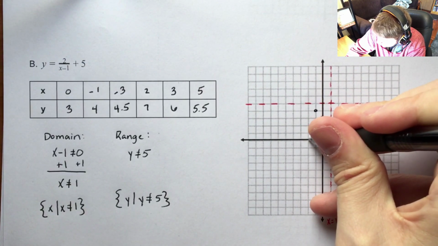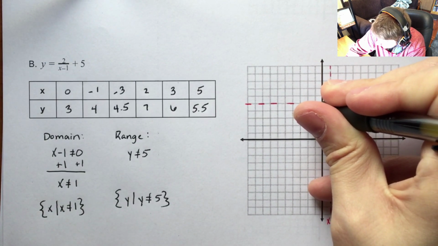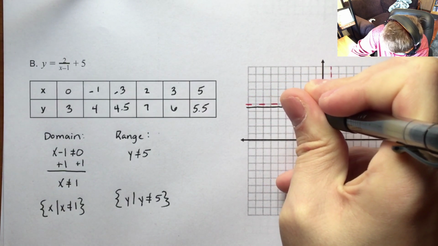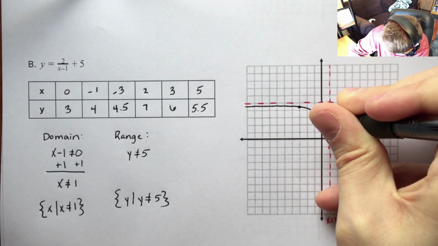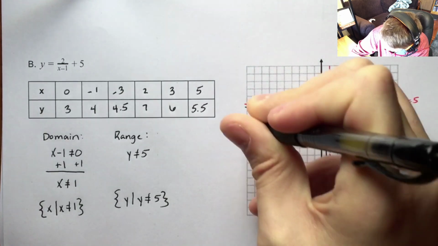Negative 1, negative 2, negative 3. 1, 2, 3, 4.5. Okay, and so then that is kind of our graph. Try to get through all the points, and then as you go down, try to get closer to that asymptote, but do not cross it.